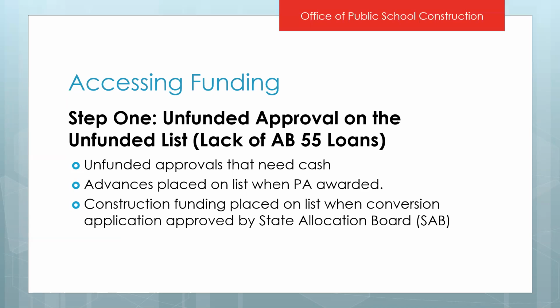So the first step to accessing your funding is you need to have an unfunded approval on the unfunded list, also known as AB 55 loans. That's the actual name of the unfunded list. What this means is your particular funding phase, whether it be a design advance or your full construction funding, has bond authority approved for it. It just needs cash. The advances were placed on this list when your preliminary apportionment was awarded. Your construction funding or your adjusted grant funding will be placed on this list when your conversion application is approved by the State Allocation Board.